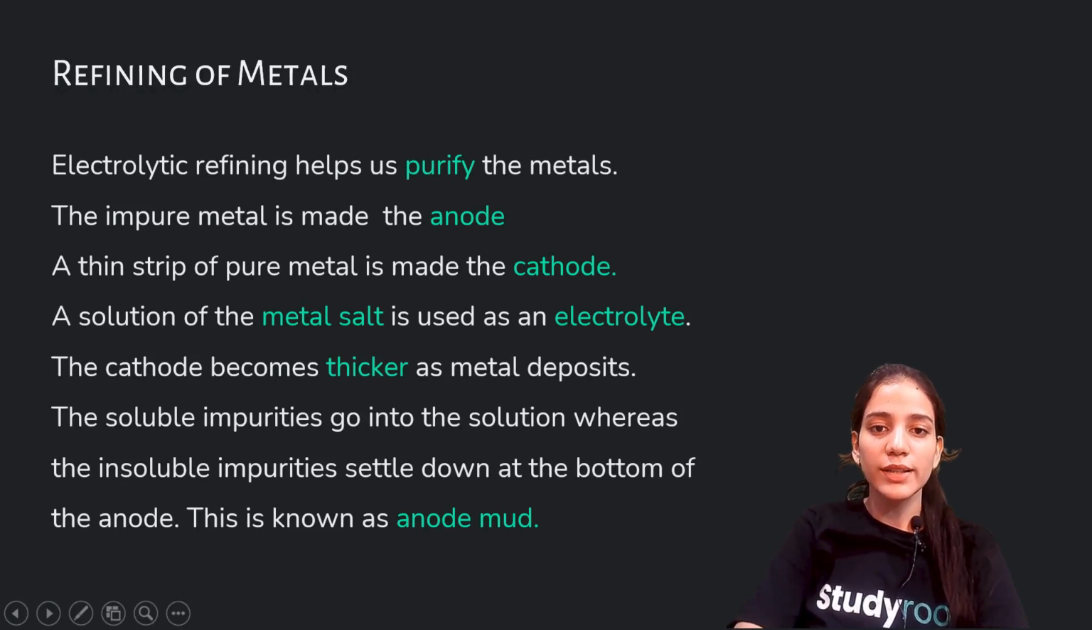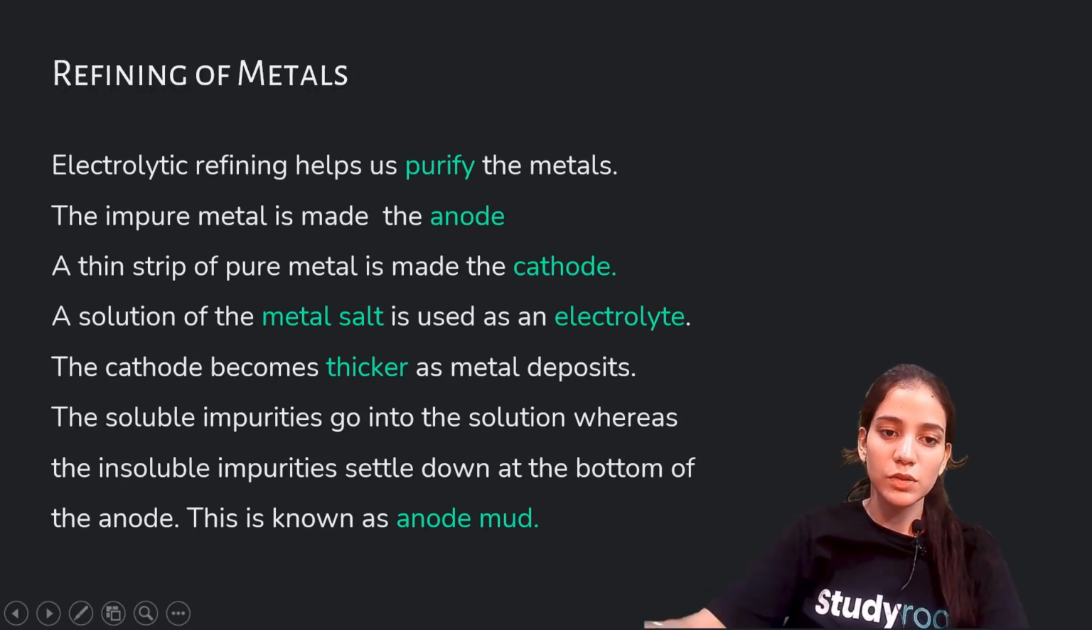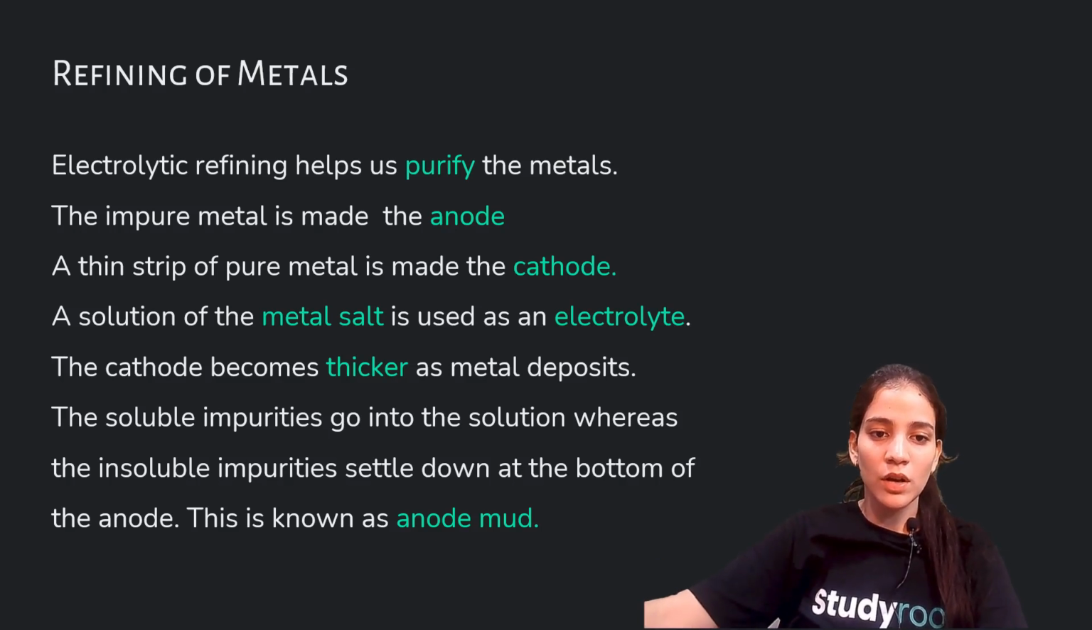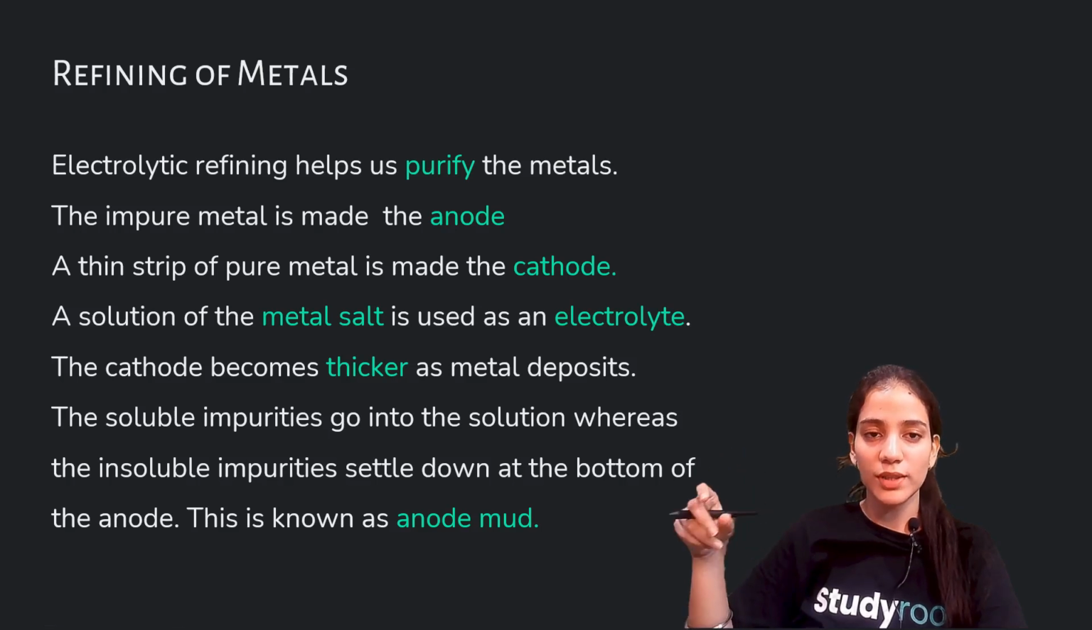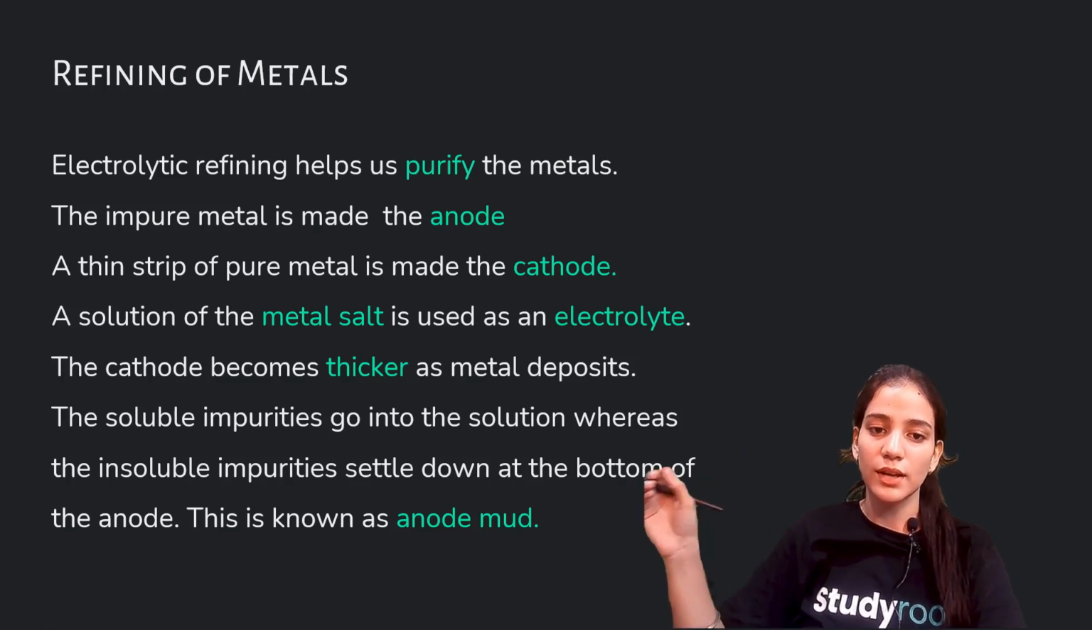So let us have a look at the definitions. With time, the cathode starts becoming thicker as the metal starts depositing over there. So it starts becoming thicker.